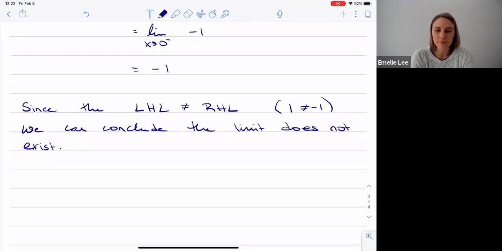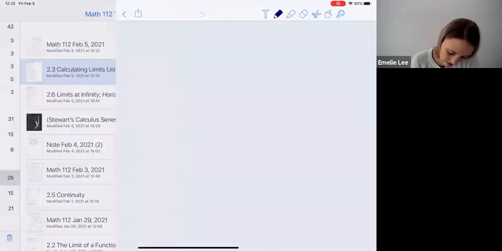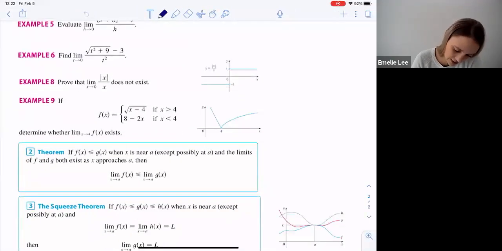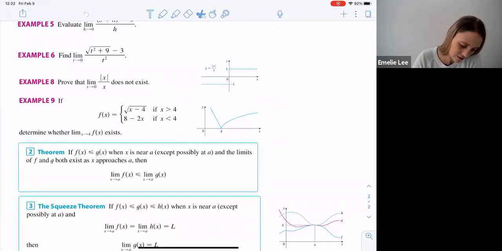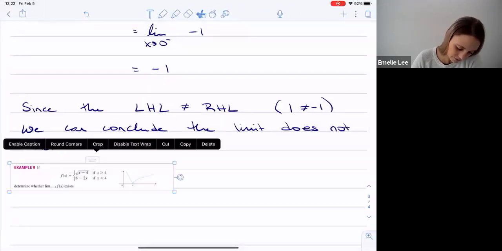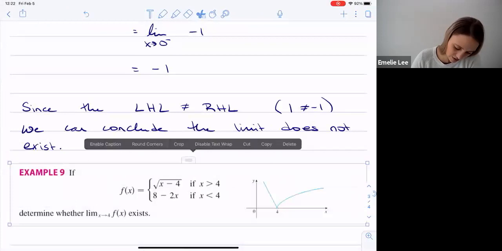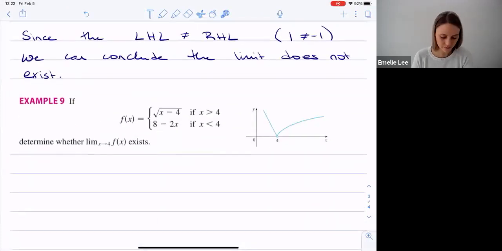Let's do another one, kind of similar. We'll do example 9. I've also included the graph of this function, just to help us see what's going on here. So kind of same idea here. If we've got this piecewise function, right?